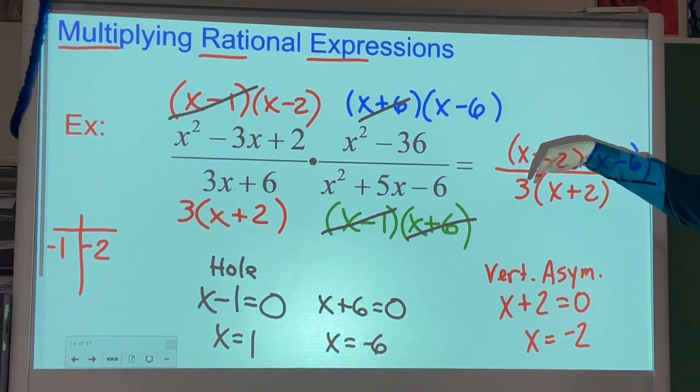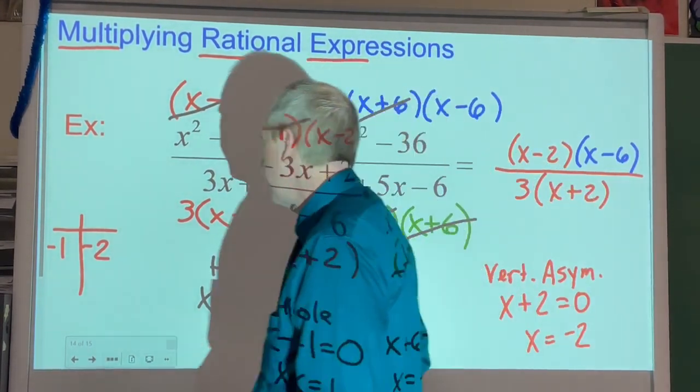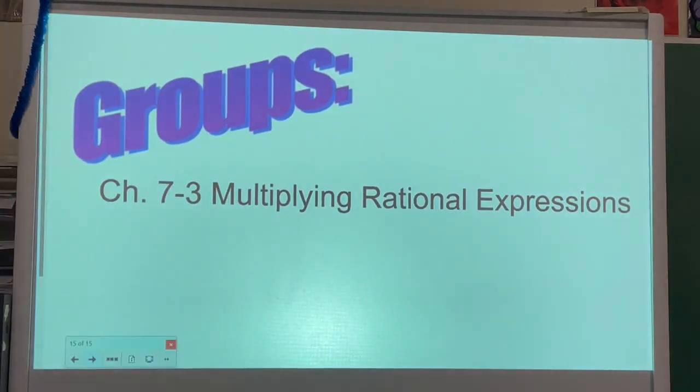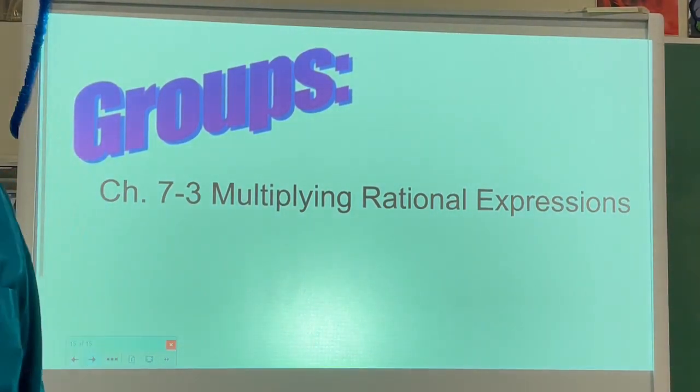Why don't I take the 3 and set it equal to 0? No x, right? It's got to have an x. Give it your best shot, multiply, but by doing that, that means you got to factor before you try to cancel.